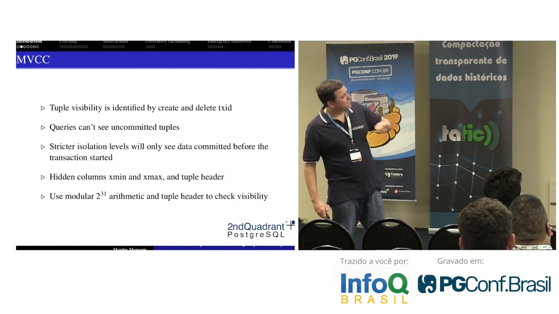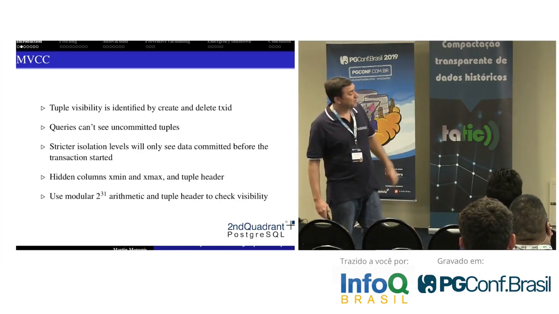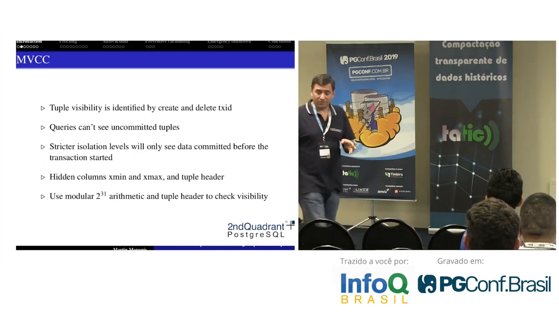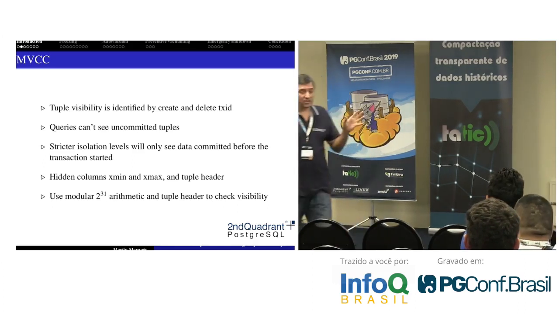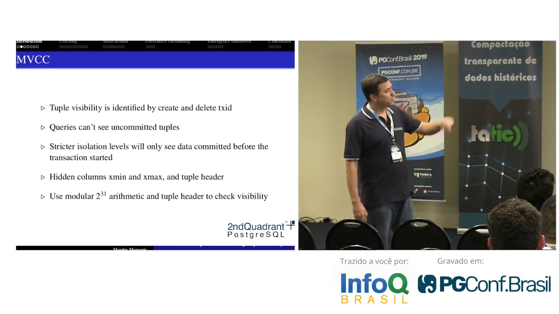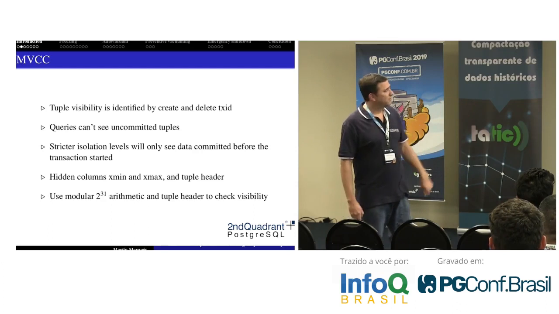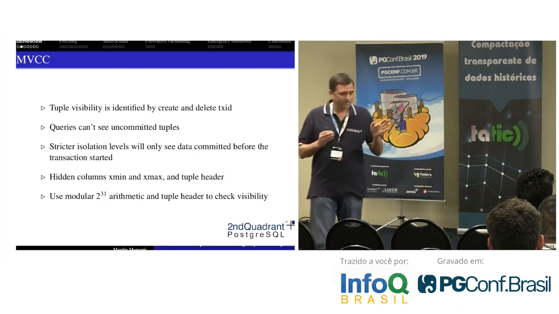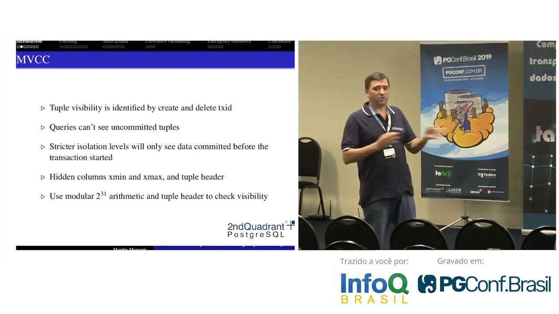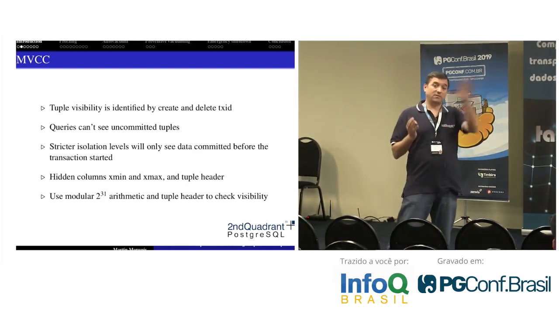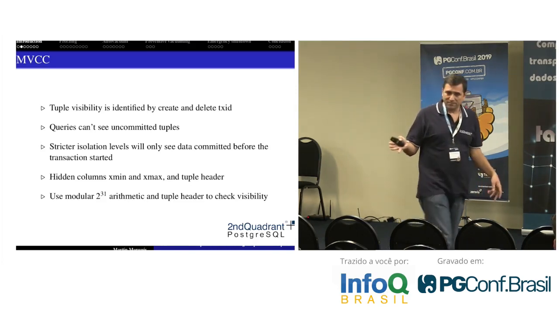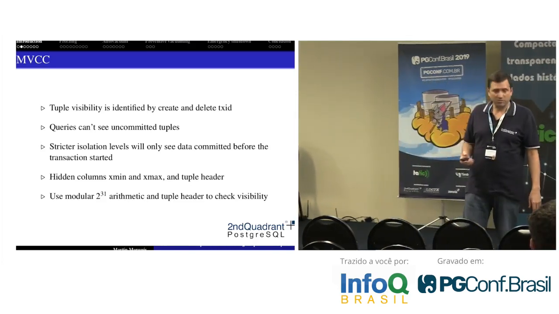Something I missed here, but it's in the next slide, I think, is that the transaction IDs are 32-bit integers, and that we only see half of that space. So we use modulo 2^31 arithmetic to check if the tuple is visible or not. So we're looking for all the transactions in the past. We don't want to see anything in the future. Anything in the future would be invisible.